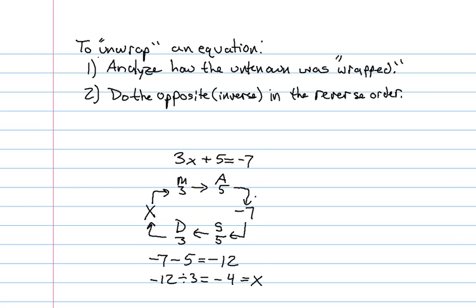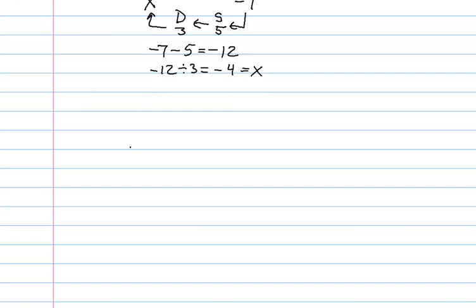So now if I look at this, if I start with a negative 4 for my x and multiply it by 3, I'll get a negative 12. And if I add 5 to a negative 12, I will indeed end up with a negative 7. So let's try one more example before we end this video, and let's try a real short one.